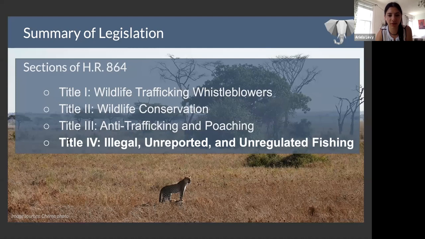Finally, Title IV makes illegal, unreported, and unregulated fishing part of a more serious offense under the money laundering statute. Violations of the Magnuson-Stevens Fishery Conservation and Management Act will be subject to large fines and criminal punishment. Money from fines will go towards supporting sustainable fishing and preventing illegally harvested fish from entering U.S. markets.